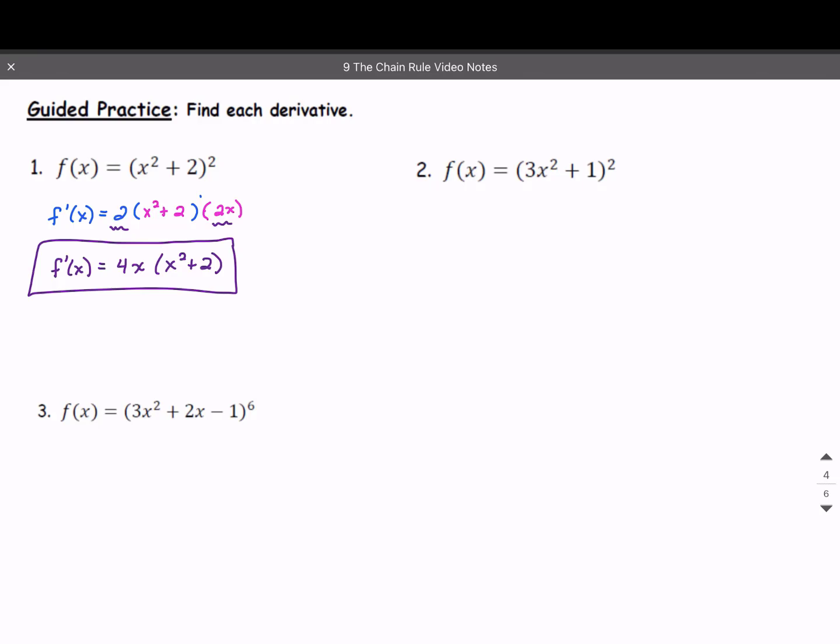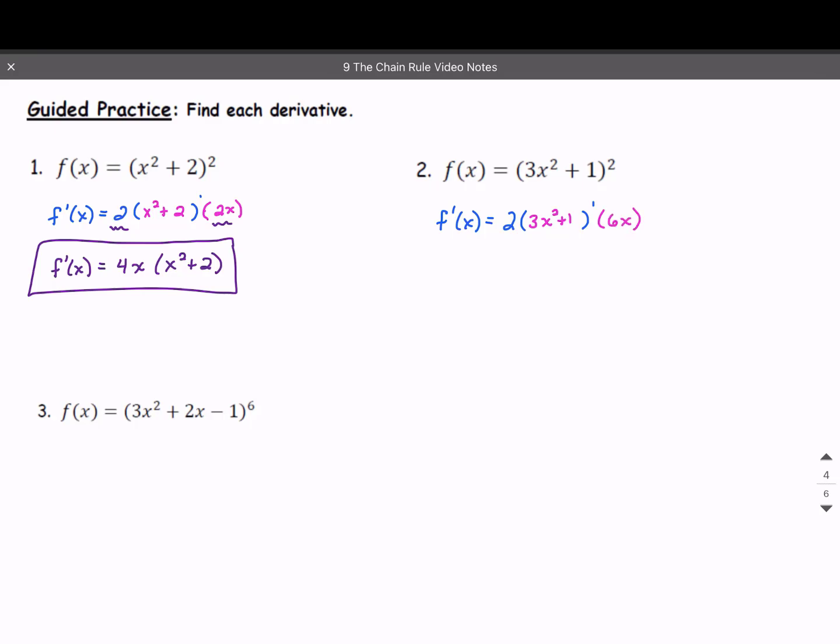Let's try another one. So the name of the derivative of f of x is f prime of x, or the derivative of f of x. The outside function, again, is still squaring. So we're going to bring down the 2. We will keep the inside, and we're going to decrease the exponent by 1. So now I'm going to write the inside times, now the derivative of 3x squared plus 1 is 6x, right?